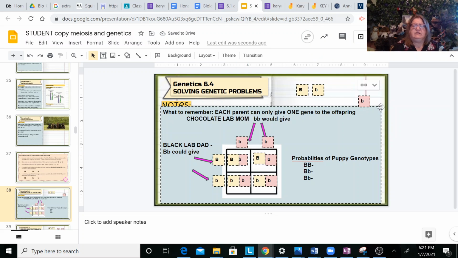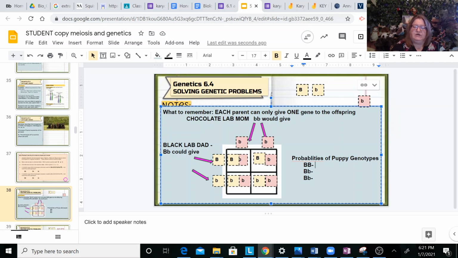Now that is not a guarantee. Probability means it's going to be close to this, just like flipping a coin 10 times. You're probably going to get close to 5 heads and 5 tails, but that doesn't mean you are going to get exactly that. In terms of the probabilities, notice we did not get any capital B capital B, so that's 0. The heterozygous, capital B, little b, we see 2 out of 4. You can reduce that to 1/2.